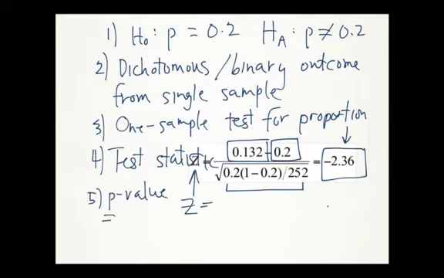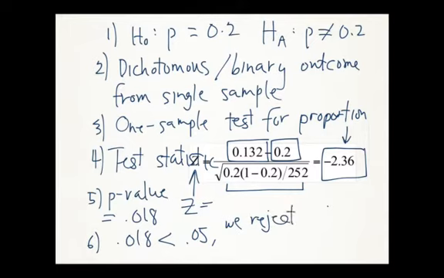And in step 5, we get our p-value, which is equal, in this case, to 0.018. In step 6, we make our decision. So since 0.018 is less than 0.05, we reject the null hypothesis. Okay?